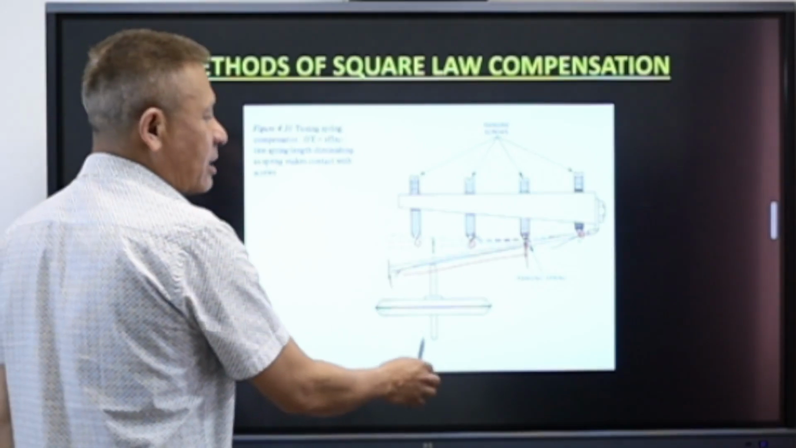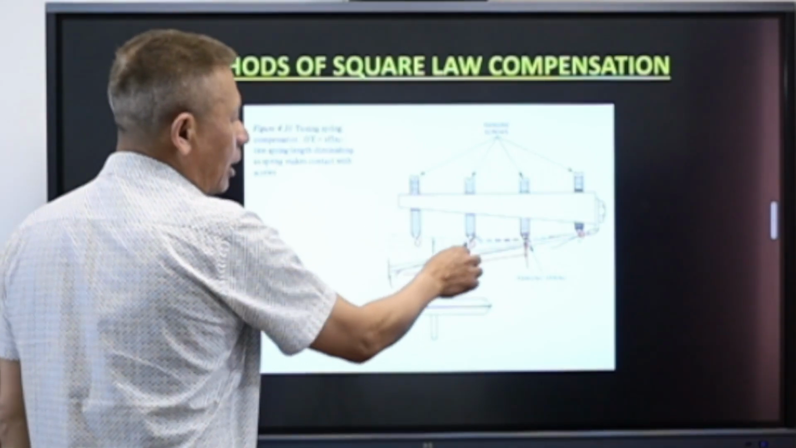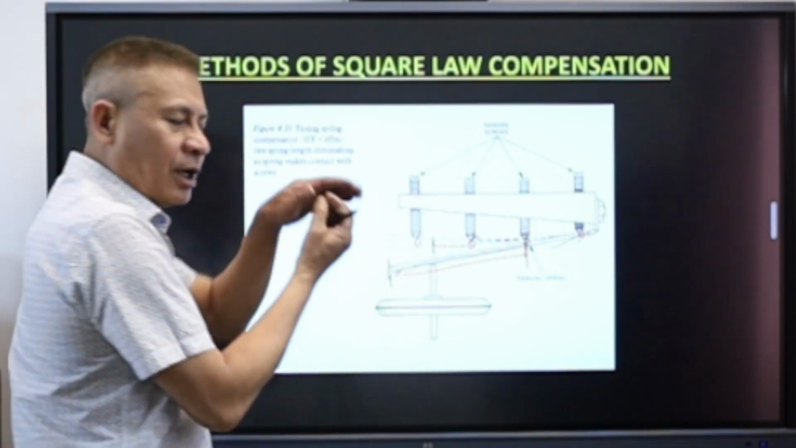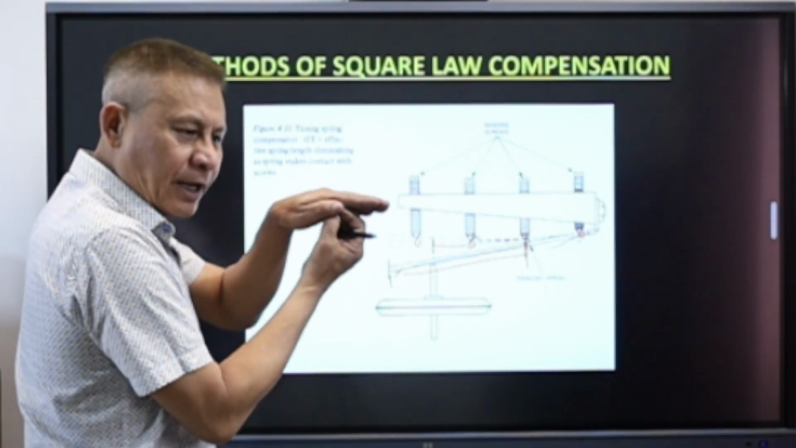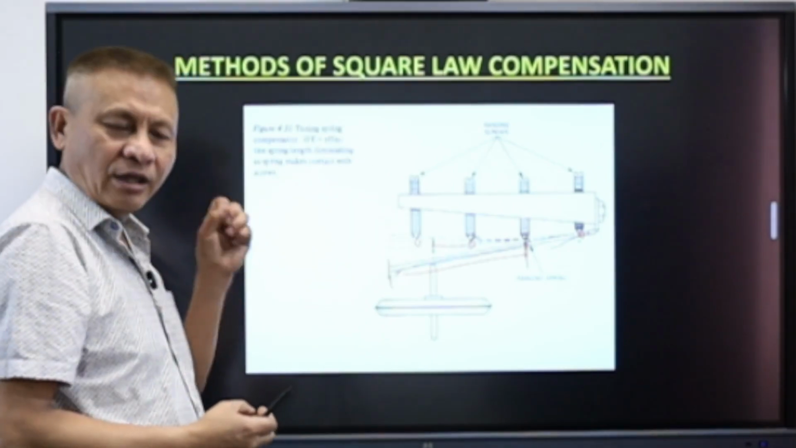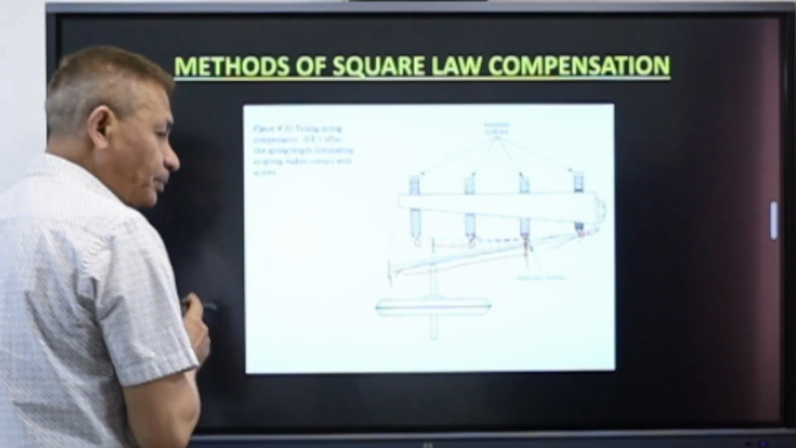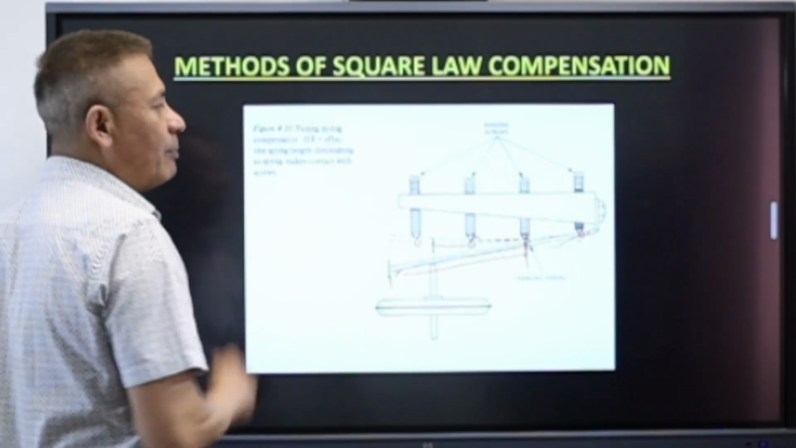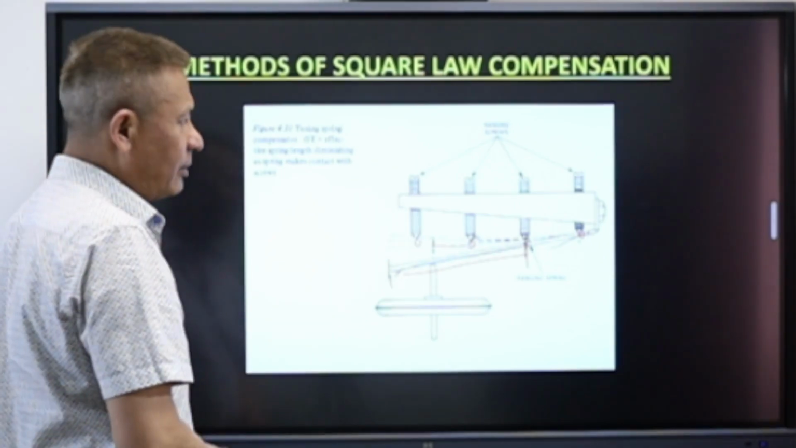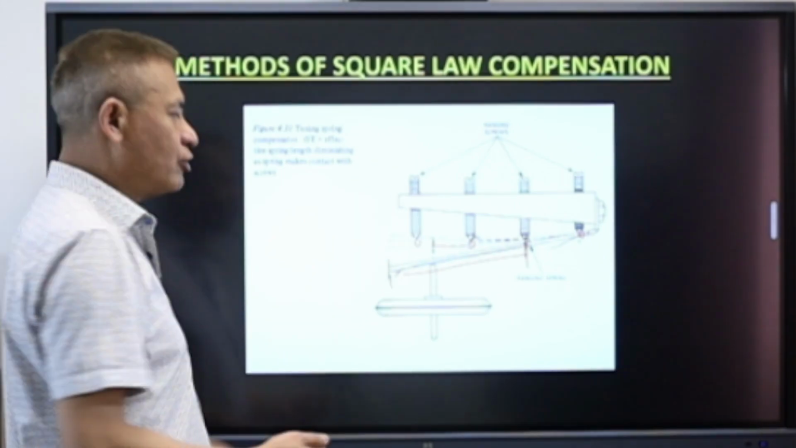When the aircraft is at very, very high speed, the arm length has been reduced so much that when the capsule has to expand, it has to go through that kind of an increase in the tension. Therefore, the problem of the square law is also compensated by a mechanism like this, which is known as ranging screws.